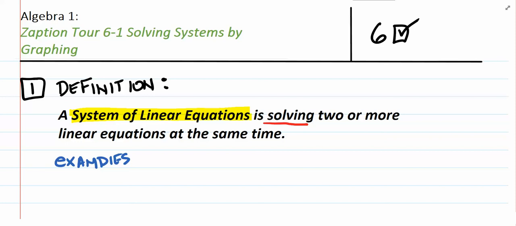Hello, and welcome to Zaption Tour 6.1, Solving Systems by Graphing. There are 6 boxes. The first box, I want to talk to you about some definitions.